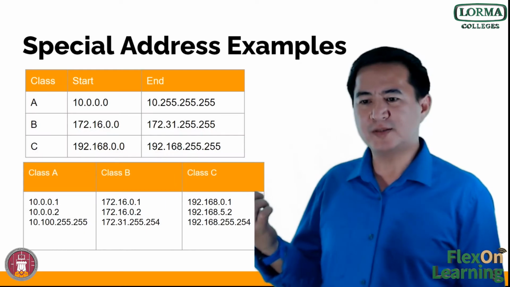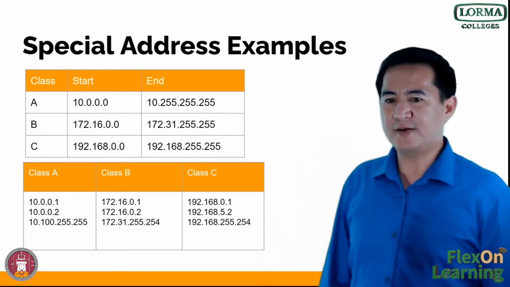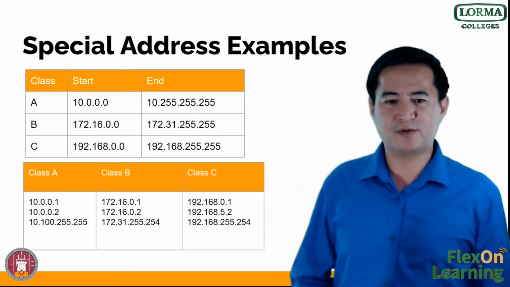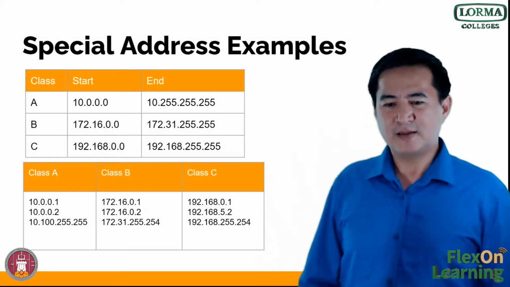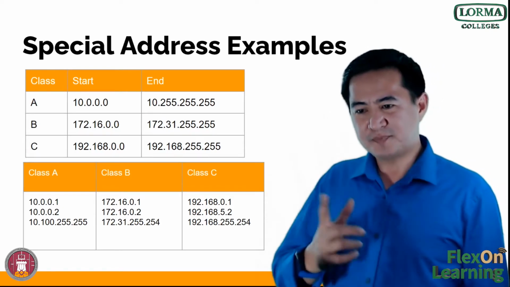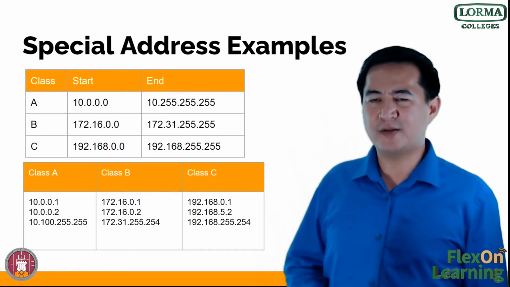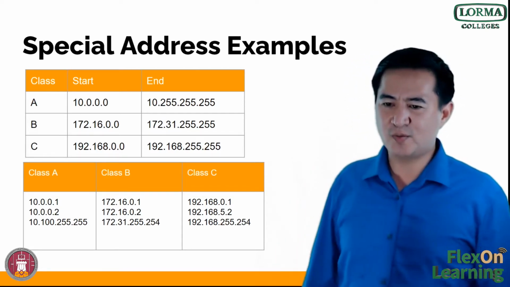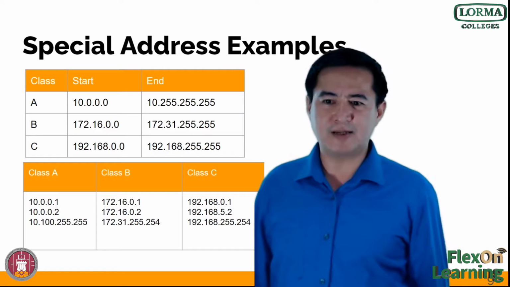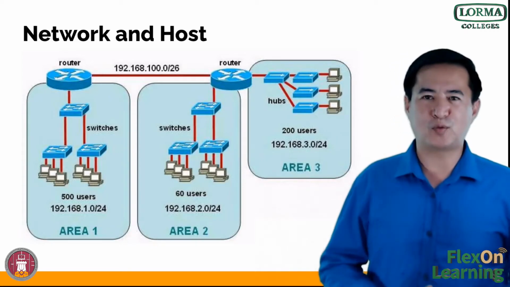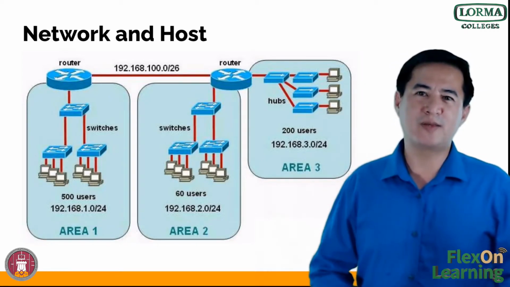Now take a look at the examples. You have here special addresses for class A, B, and C. You have 10.0.0.1, I'll just pick one. Okay, so class B, 172.16.0.1, and class C, the third item there is 192.168.255.254.